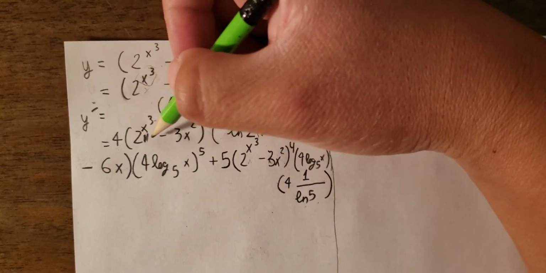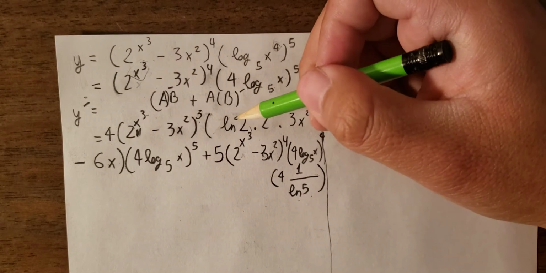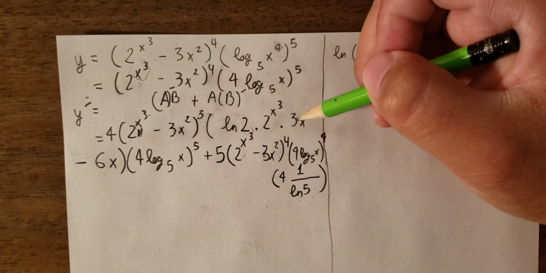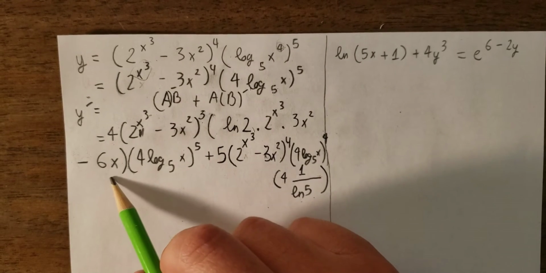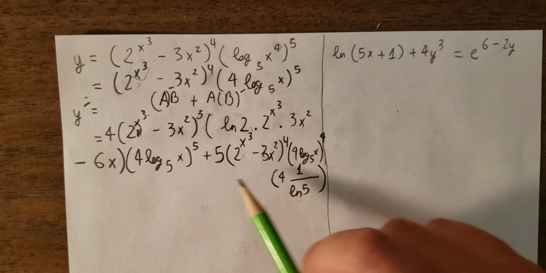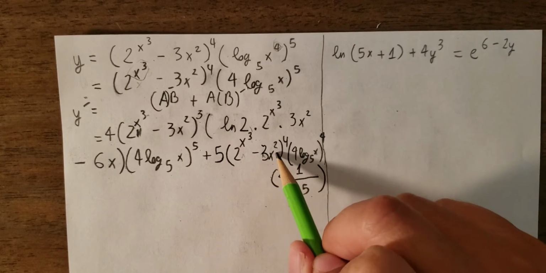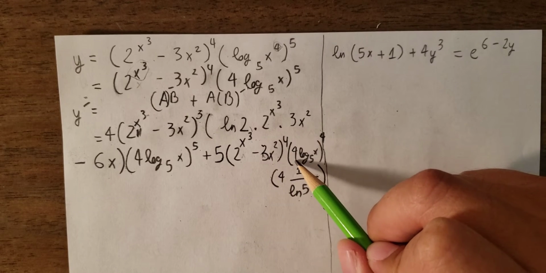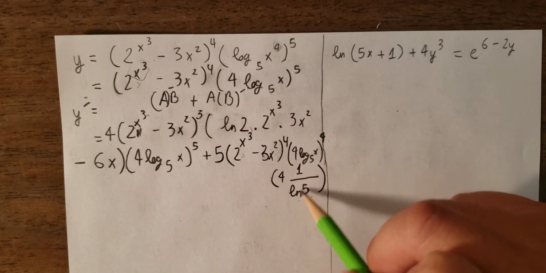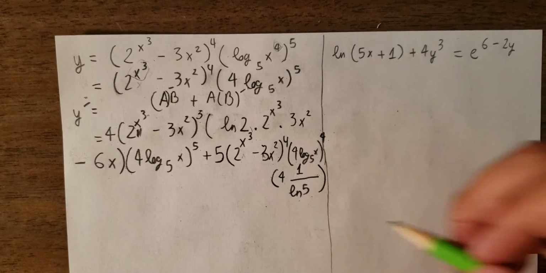That is 4 multiplied with (2^(s^3) minus 3s^2) to the power 3, multiplied with log base e of 2, multiply 2^(s^3), multiply 3s^2, minus 6s, multiply with 4 log base 5 of s, to the power 5, plus 5 multiply with (2^(s^3) minus 3s^2) to the power 4, multiply with (4 log base 5 of s) to the power 4, and we have 4 divided by log base e of 5. And this is the answer for you.